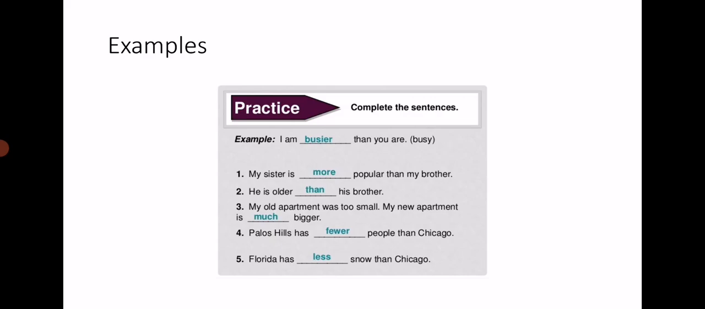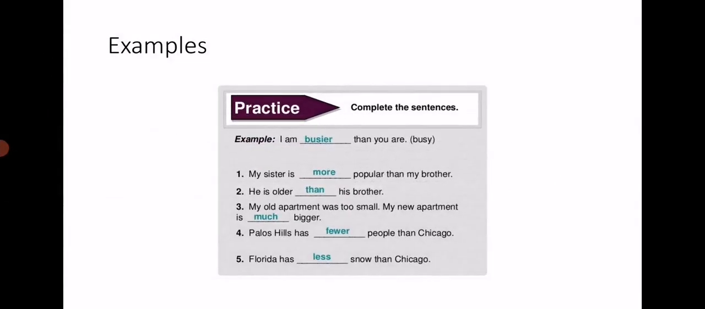Then I have the word old. Old is a short adjective. In that case, I'm only going to add er. I'm going to use this adjective and I'm going to use the word than. He is older than his brother. Then, my old apartment was too small. My new apartment is much bigger.